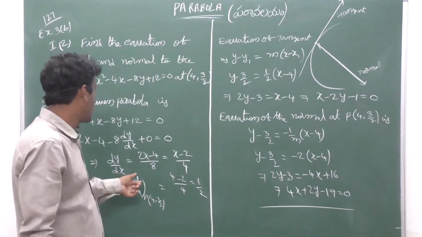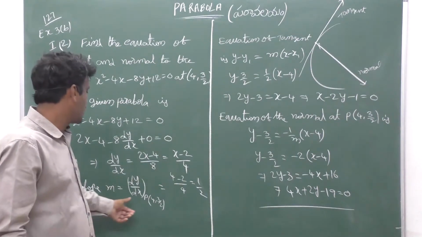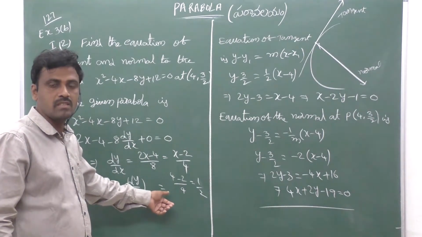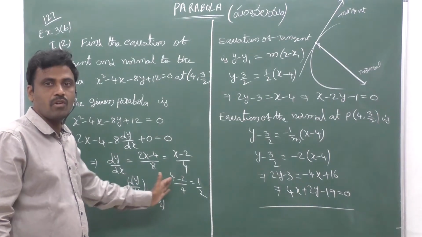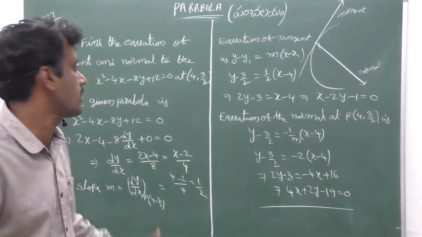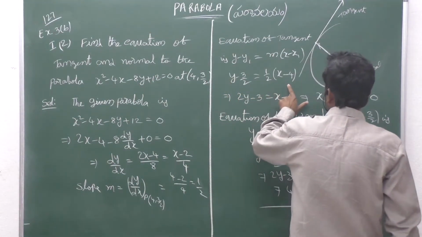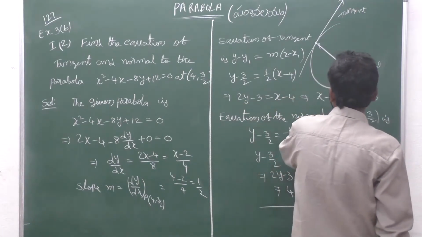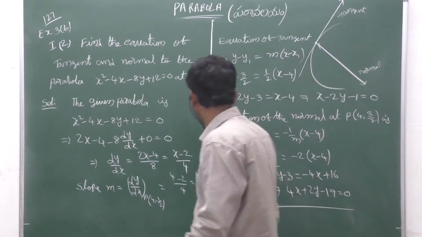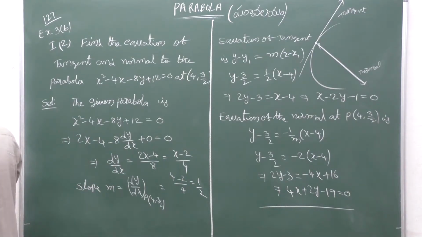That implies dy by dx equal to x minus 2 by 4. dy by dx at point P 4 comma 3 by 2, x means 4, so 4 minus 2 by 4, that is 1 by 2. Slope is 1 by 2. Therefore equation of the tangent at 4 comma 3 by 2: y minus y1 equal to m into x minus x1. Cross multiplication we get x minus 2y minus 1 equal to 0. That is the equation of the tangent.